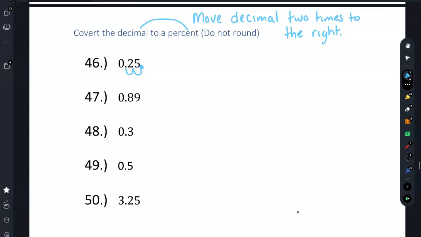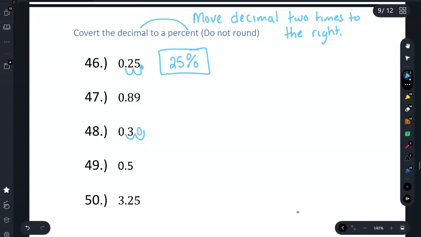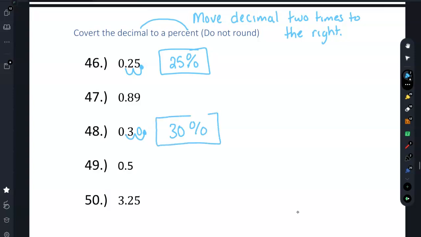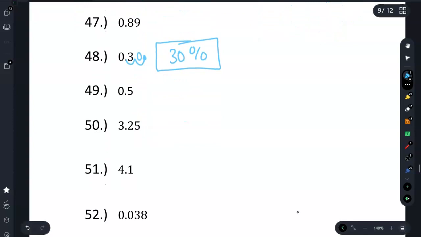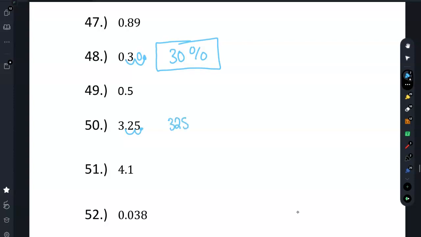So my new decimal is here, so that gives me 25, and the decimal would be at the end, but we know we don't need to write the decimal if it's at the end, so it's just 25%. Same thing with 48. I need to grab that decimal, move it 2 times to the right. This time I had to add a 0 because I didn't have anything in that second spot to the right, so that would give me 30%. Number 50, I have 3.25. When I move that decimal 2 times to the right, I get 325, and my decimal would go at the end.